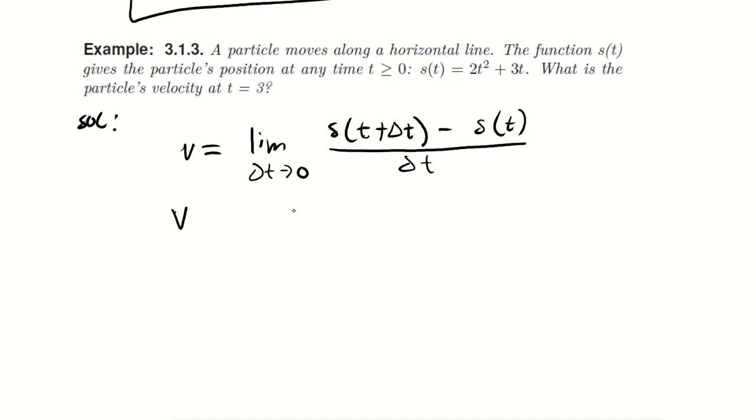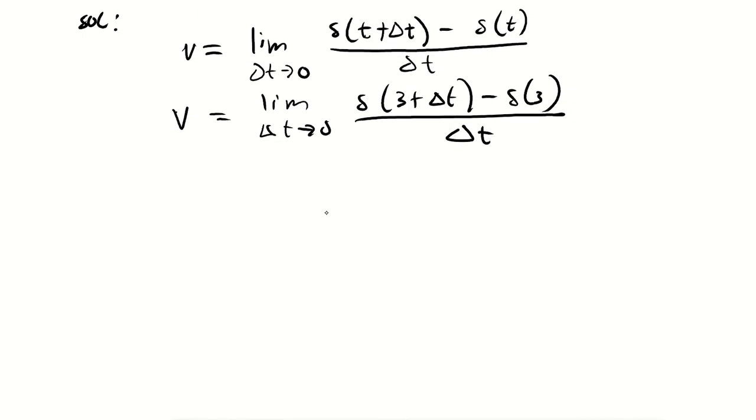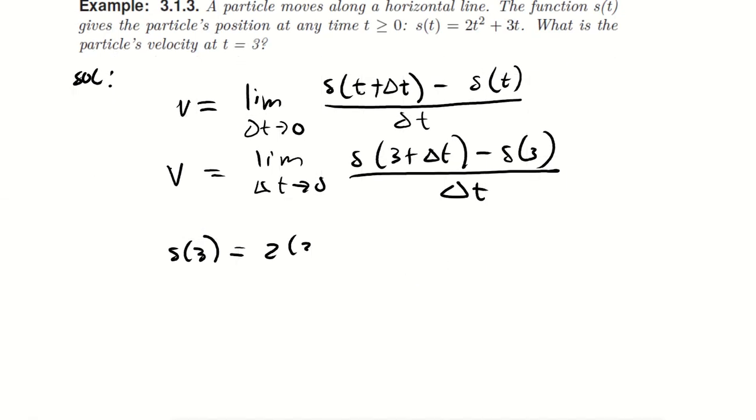So v will be equal to the limit as delta t approaches 0 of s of 3 plus delta t minus s of 3, all over delta t. So what is s of 3 plus delta t, or s of 3? First, s of 3. We have here 2t squared plus 3t. So this is 2 times 3 squared plus 3 times 3. And this is 9 plus 9 times 2, 18 plus 9, so it's 27.